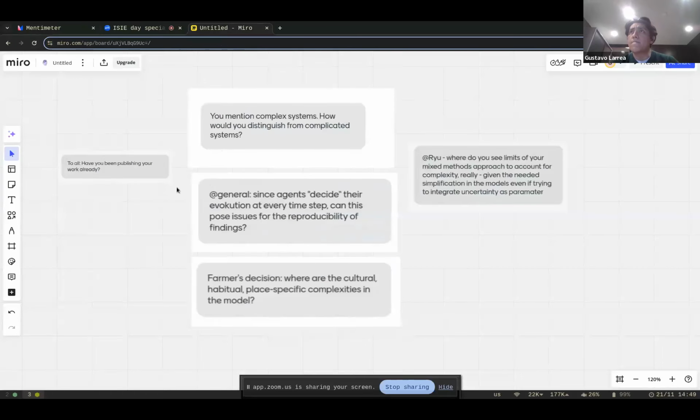So the first question says, you mentioned complex systems. How would you distinguish them from complicated systems? This question was made while I was doing this introduction, so if you let me, guys, I would like to address it quickly, if that's okay with you. It's a very important question when we talk about complex systems, and indeed, complicated systems are different from complex systems.